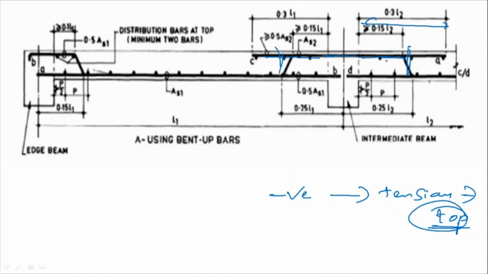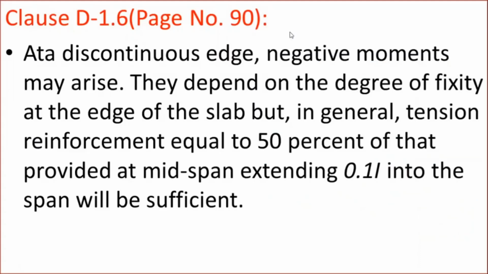Similarly, whatever tension reinforcement you have designed in this span has to be extended beyond the support to the length of 0.15 L on this side, and in this reinforcement 50% has to be extended till the length of 0.3 L. Okay, so see this clause again.